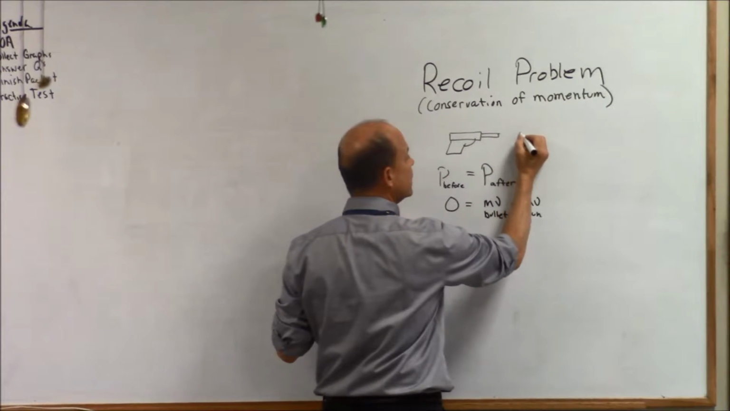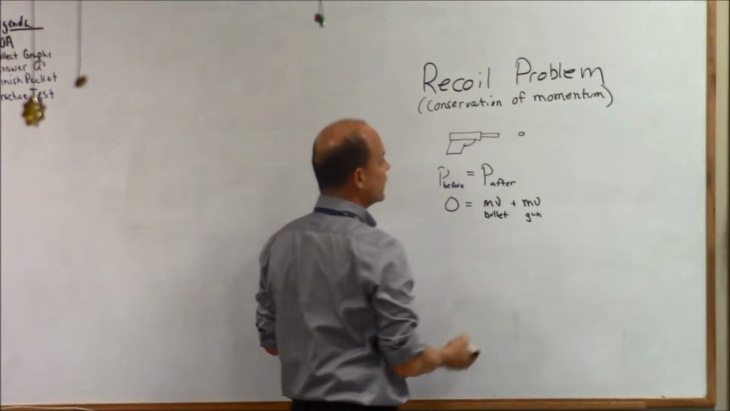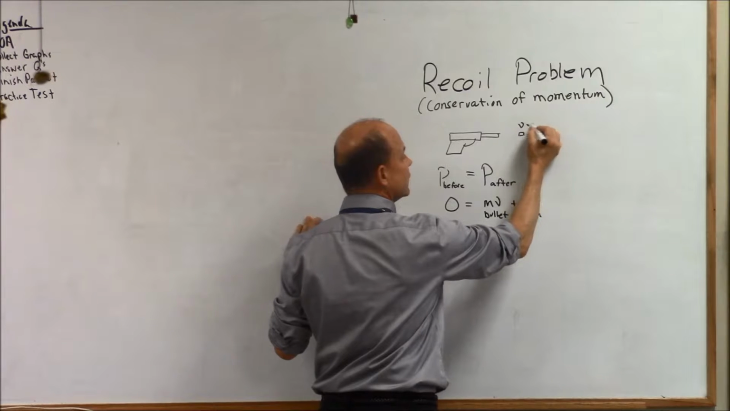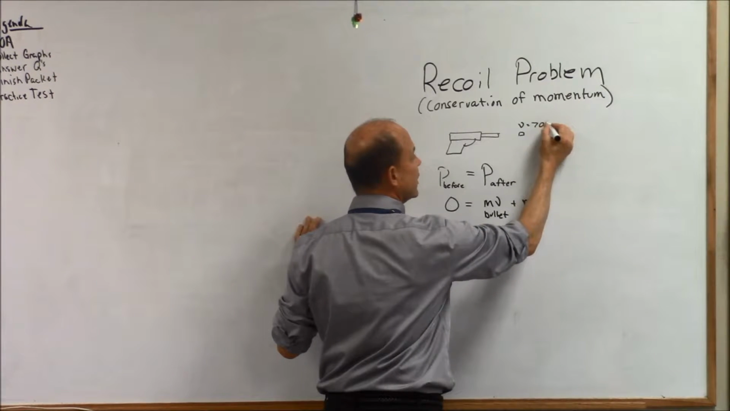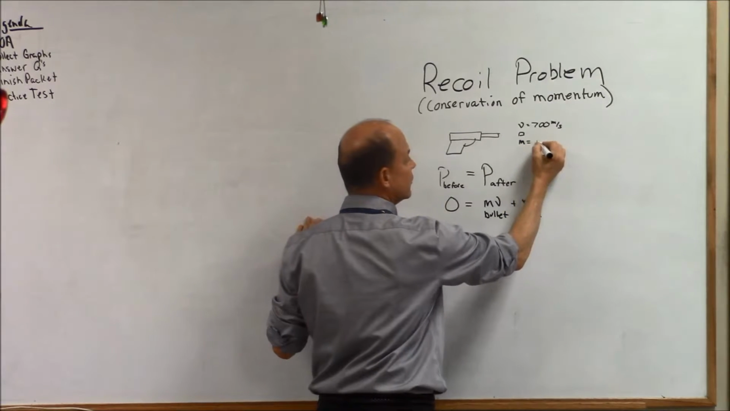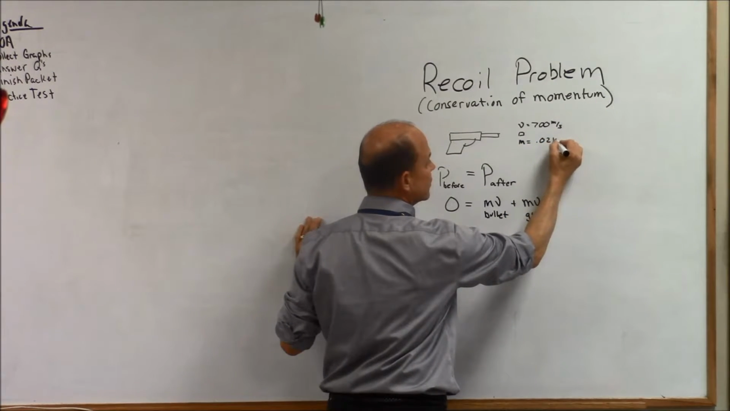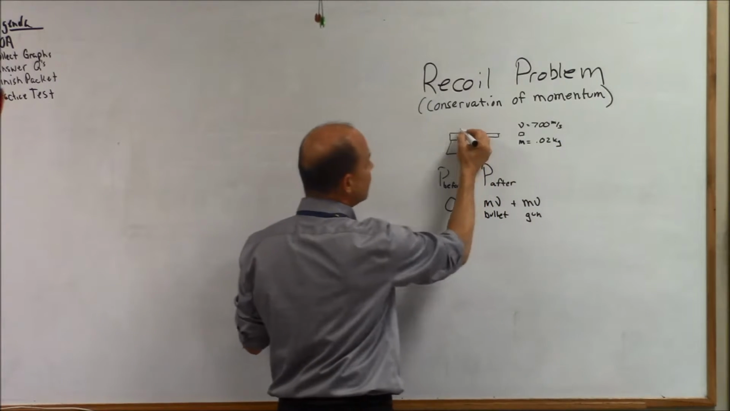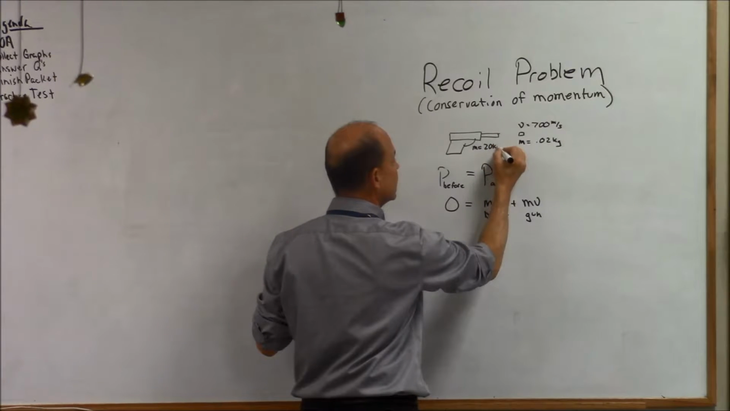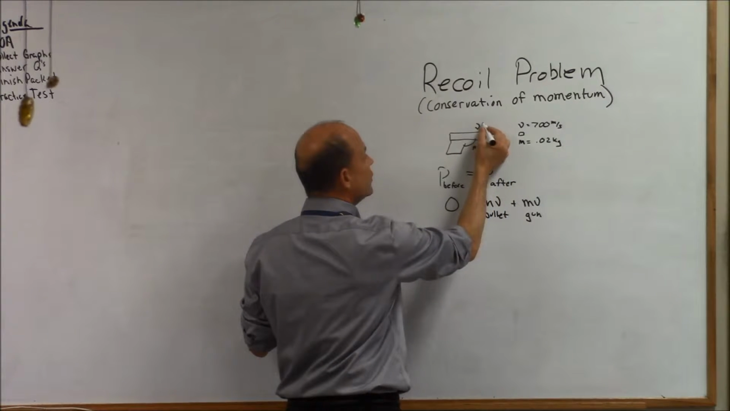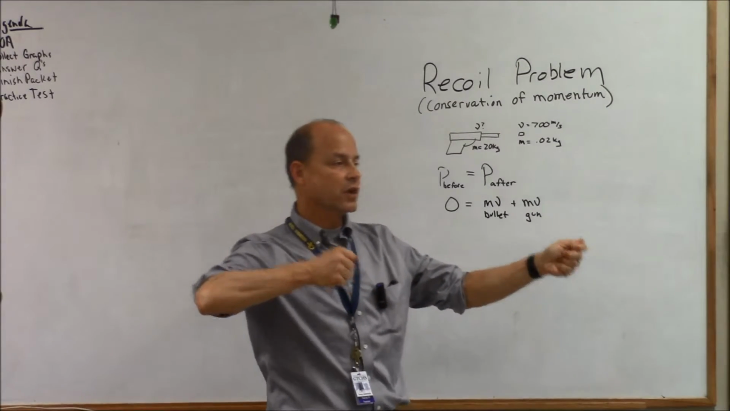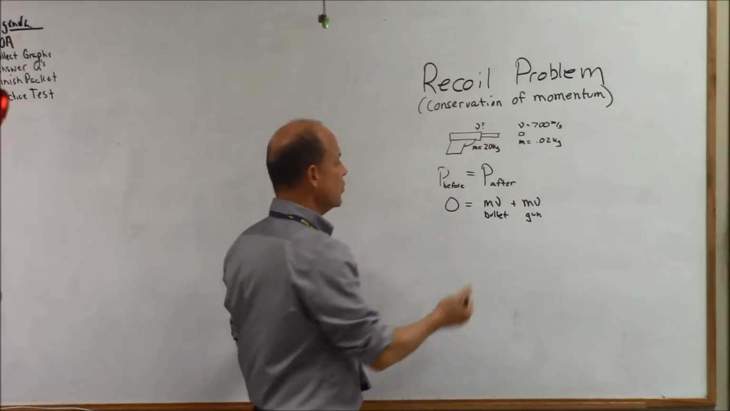So we're told in the problem statement that the velocity of the bullet is 700 meters per second. And we're told that the mass of the bullet is 0.02 kilograms. We're told that the mass of the gun is equal to 20 kilograms. That's a heavy gun. But we don't know what the velocity of the recoil is. That's the question, right? So let's explore this a little bit further.